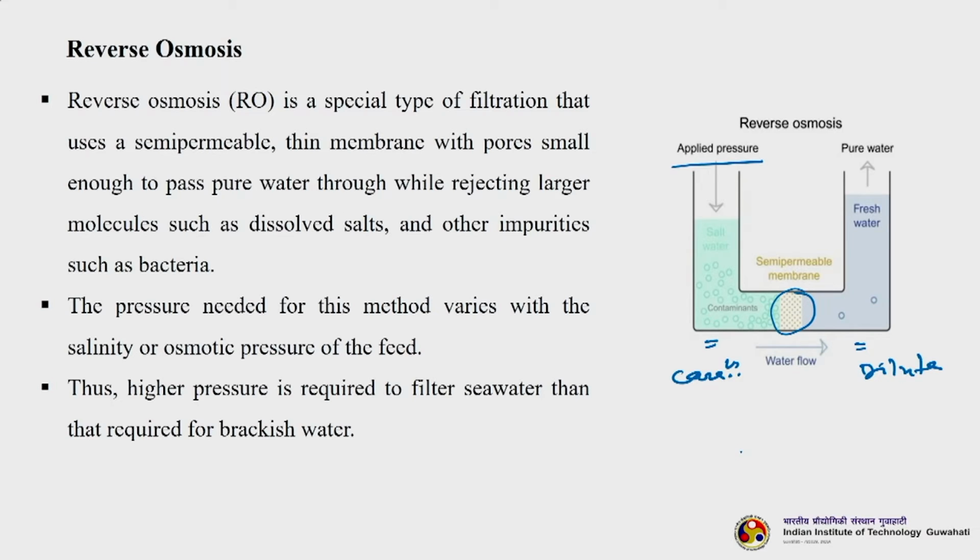Higher pressure is required to filter sea water than is required for brackish water. The reason is that sea water is more concentrated, almost 35,000 ppm. I am just talking about the sodium chloride concentration. In brackish water it is less, 5,000, 6,000.